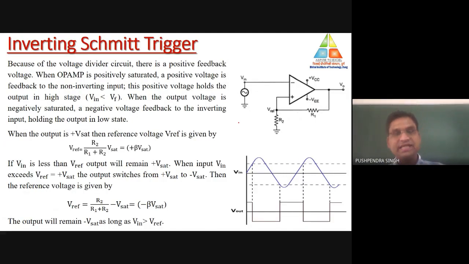As we have discussed many times, an operational amplifier has two inputs: the inverting terminal and the non-inverting terminal. Based on that, the Schmitt trigger circuit can be designed either as an inverting or a non-inverting Schmitt trigger. First, let us discuss the inverting Schmitt trigger circuit. In this circuit, the input signal is given at the inverting terminal of the operational amplifier, and the non-inverting terminal is connected to some reference voltage, and feedback is also added.